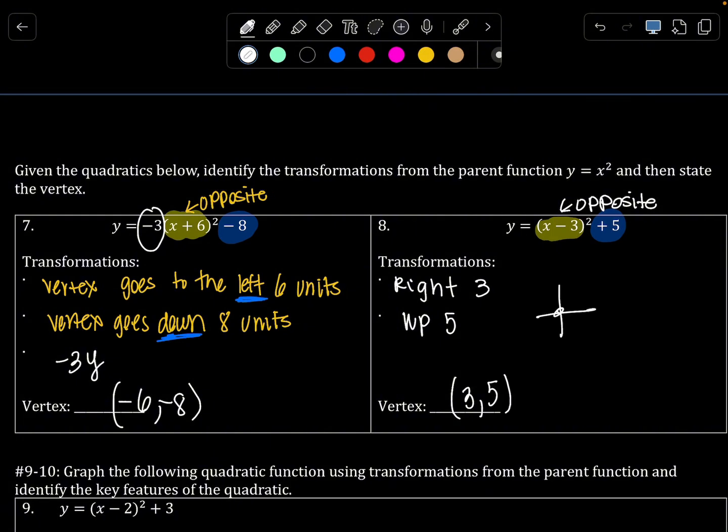So you're here at the origin, and if it tells you go to the right 3, 1, 2, 3, and then up 1, 2, 3, 4, 5. So this is like a little visual of your vertex.